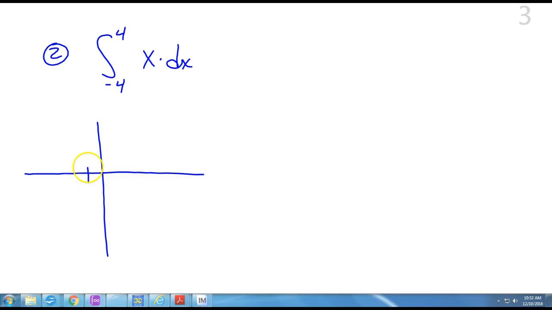Let's say the integral from -4 to 4 of, let's just do x times dx. So I'm going to graph these for now. You don't really need the graph to do the problem, but we can. What does y equals x look like?